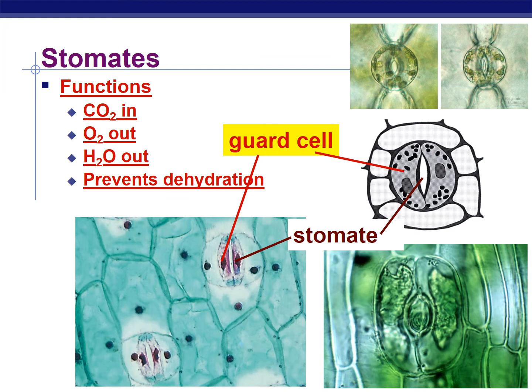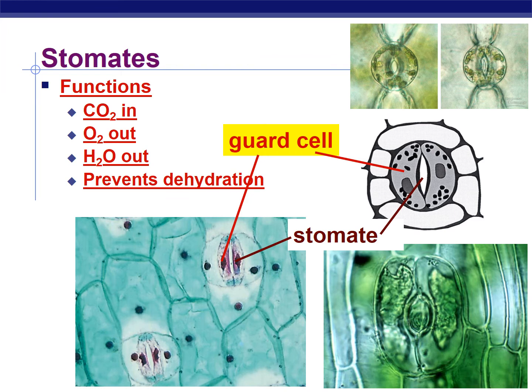Okay, now more details about stomates and guard cells. Stomates, their function is to let carbon dioxide in, to let oxygen out, to let water out, and to help prevent dehydration. The pictures that you see here are actually images from the bottom surface of a leaf. And the lab that we do will actually be looking at these. And they kind of look like a pair of lips or an eyeball.